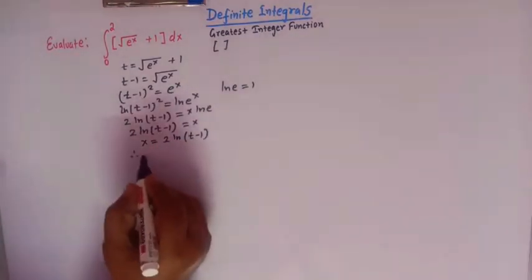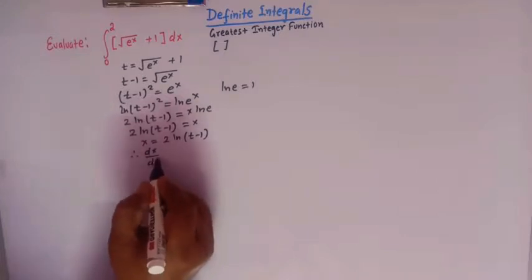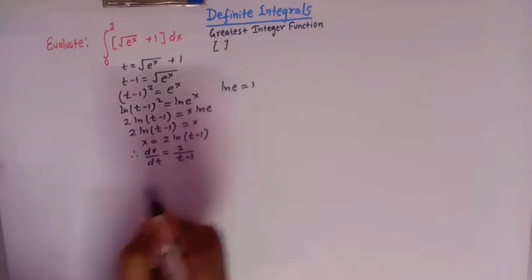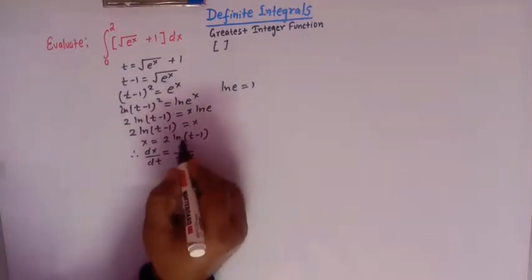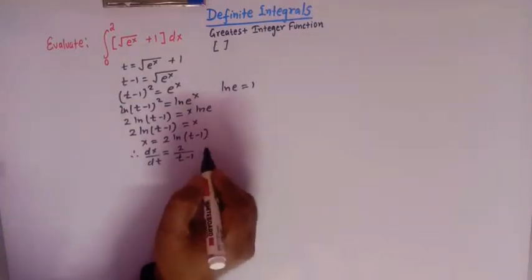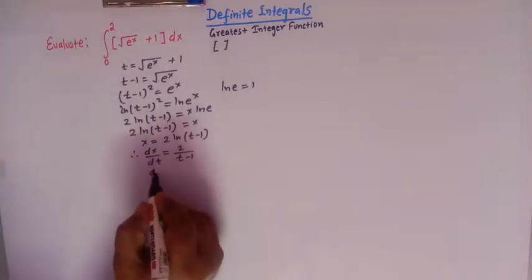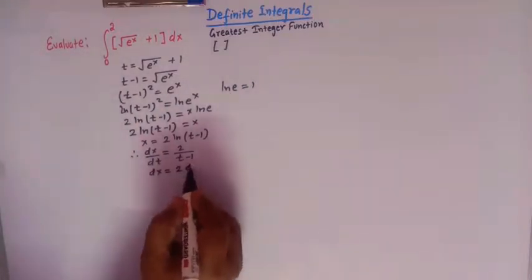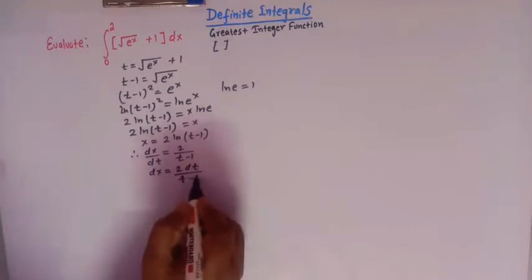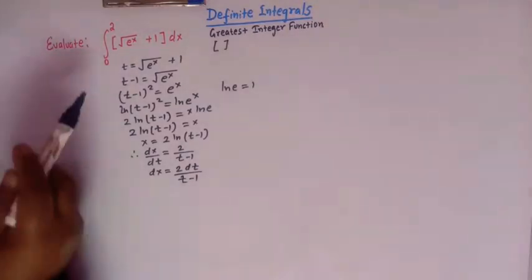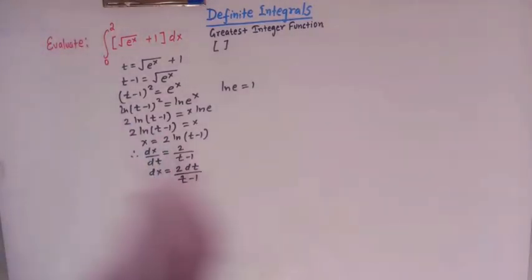Therefore dx over dt is equal to 2 over (t minus 1), because the derivative of log x is 1 over x. And here dx is equal to 2 dt over (t minus 1). Now we are changing the variable x to t, so let us change the limits accordingly.